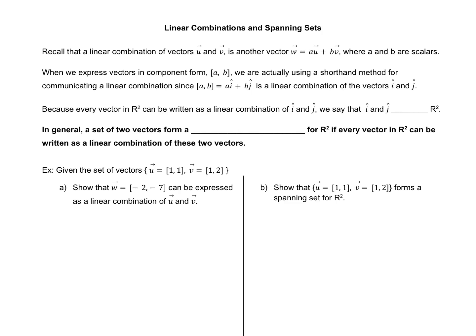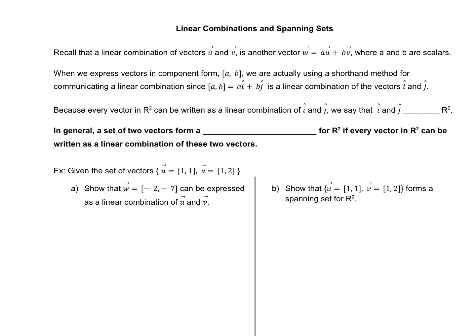In this video, we will be looking at linear combinations and spanning sets. So to start, let's remember that when you add two vectors, or you add the scalar multiples of two vectors, like this, a times vector u plus b times vector v, you get a new vector, and this is called a linear combination. So where have we seen these linear combinations before?